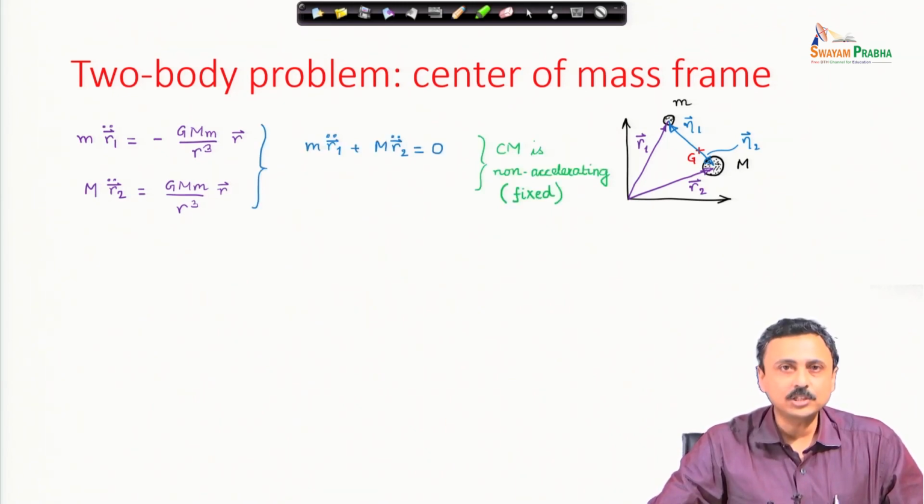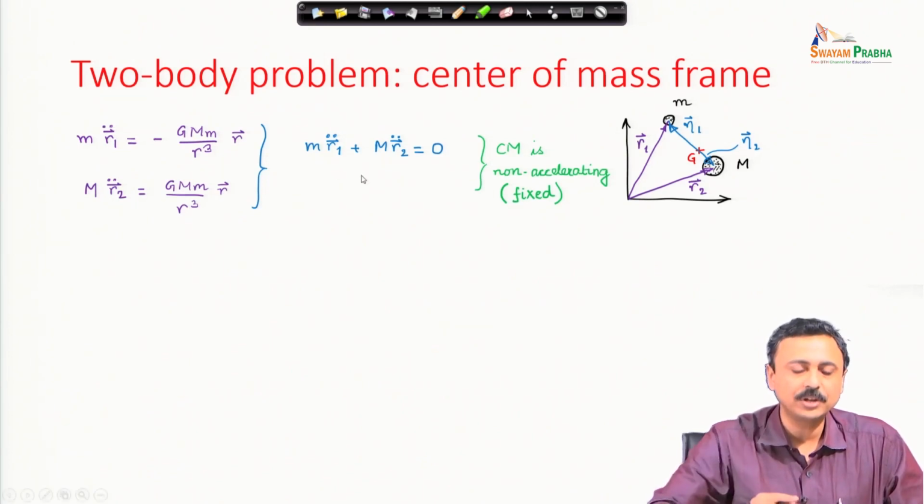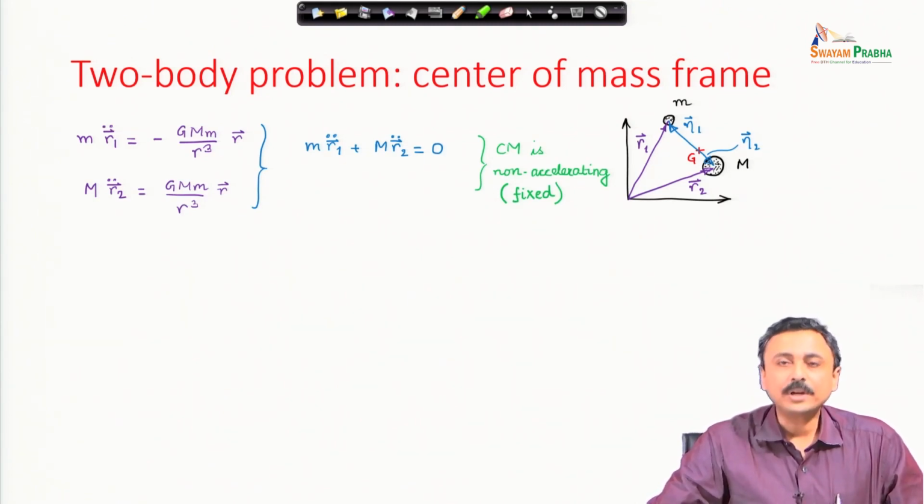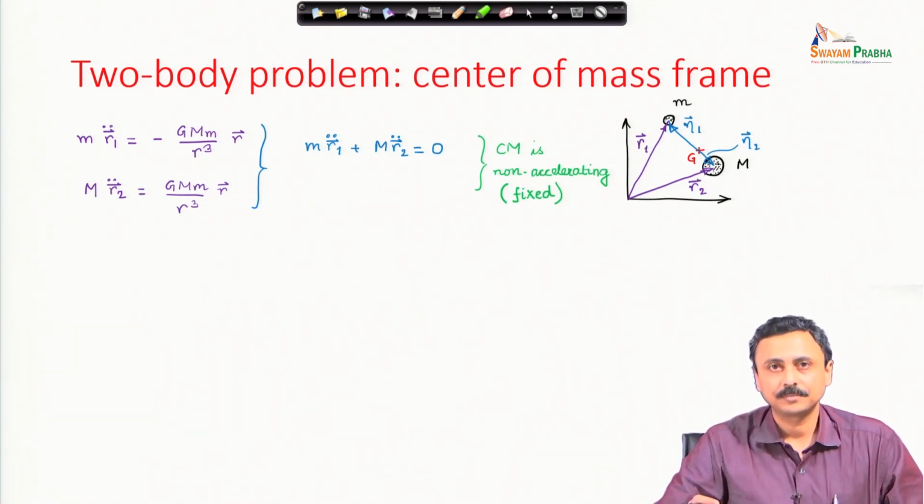If I add these two equations, then I obtain this relation. The addition of the two right hand sides is 0. Therefore, the left hand side, small m times r 1 double dot plus capital M times r 2 double dot, is 0, a 0 vector. What this means is the center of mass of this system is non-accelerating. Since it is non-accelerating, it can at most have a constant velocity.